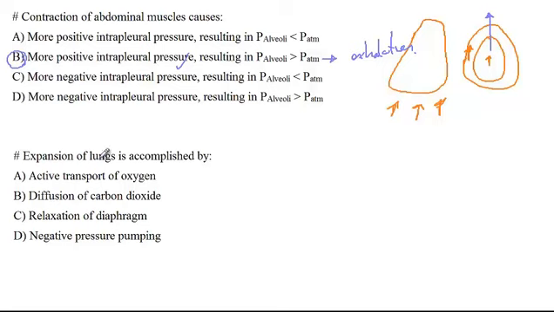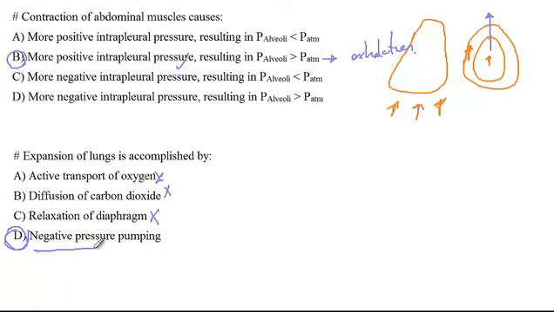Expansion of lungs is accomplished by... well, transport of oxygen or carbon dioxide have nothing to do with expansion of lungs. So choice A and choice B are incorrect. Relaxation of diaphragm: we just discussed how after the diaphragm relaxes, the lungs will recoil on themselves and get smaller. So that would also be incorrect. And so therefore choice D would be the correct answer, but here I would like to discuss what I mean by negative pressure pumping.